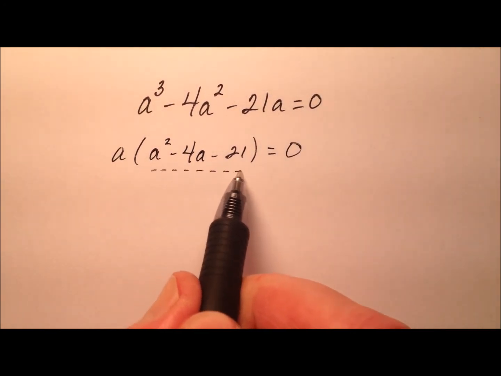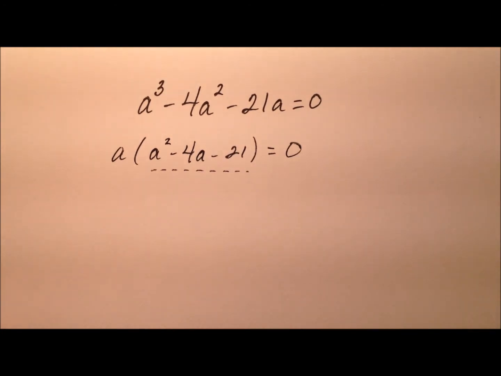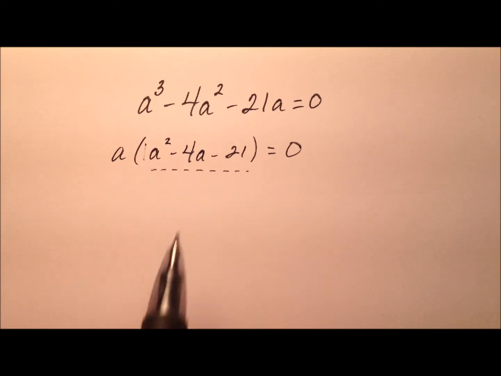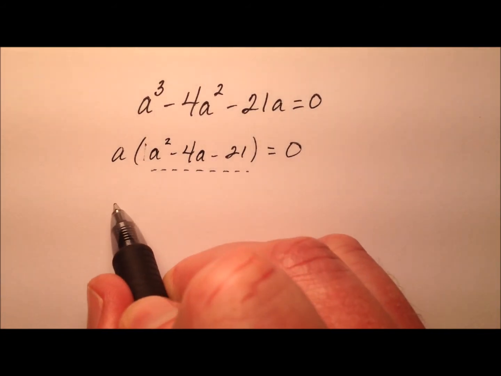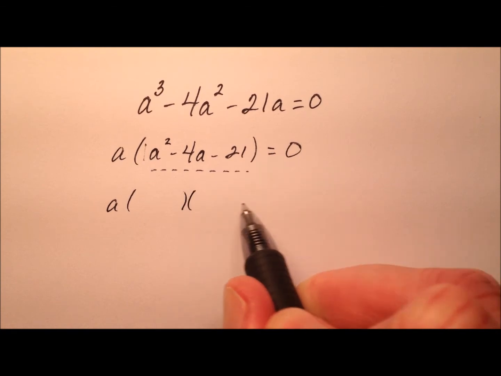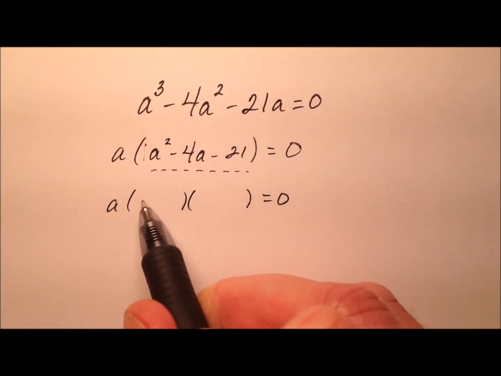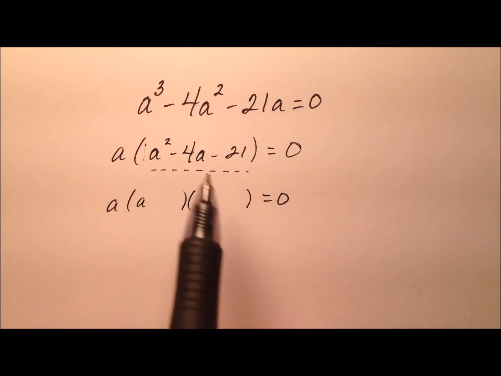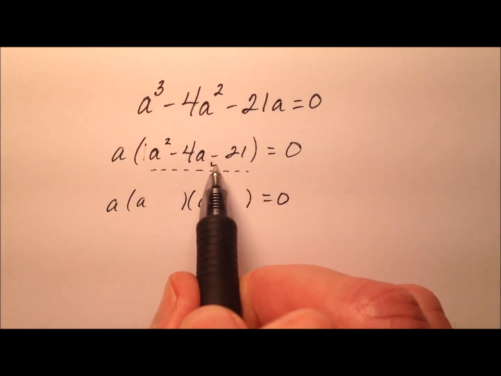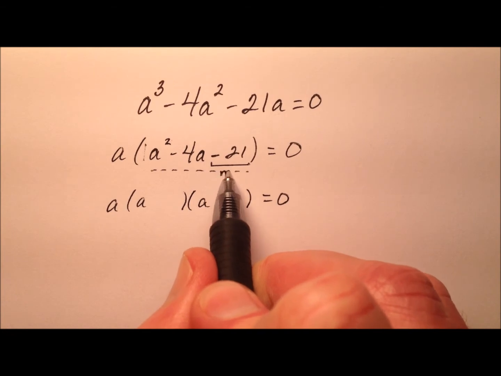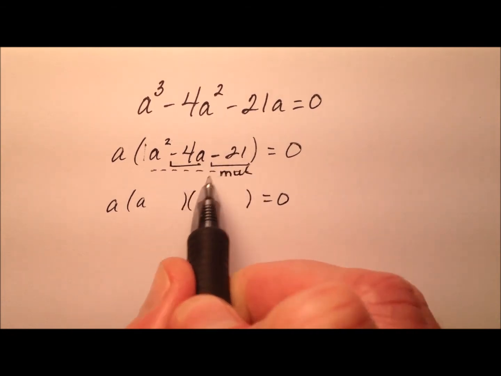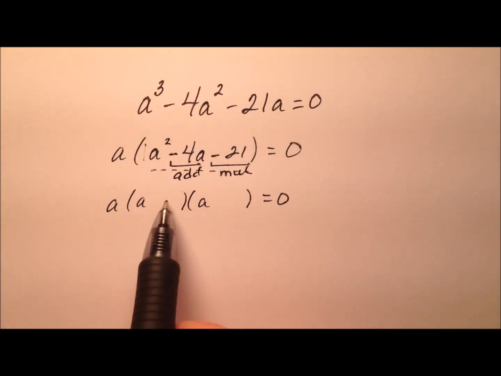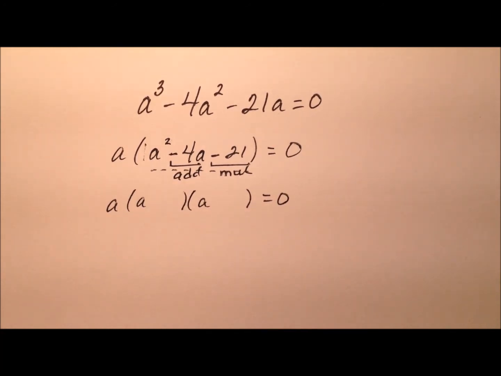Okay, so here, these leftovers, I need to find a way to factor these, and it looks like I have a quadratic trinomial. The leading coefficient is 1, so I can set this up like this and put a's at the beginning here, because a times a makes my a squared. But now I need to figure out what two numbers multiply to make negative 21 that add to make negative 4. And those values I can go ahead and fill in these parentheses.